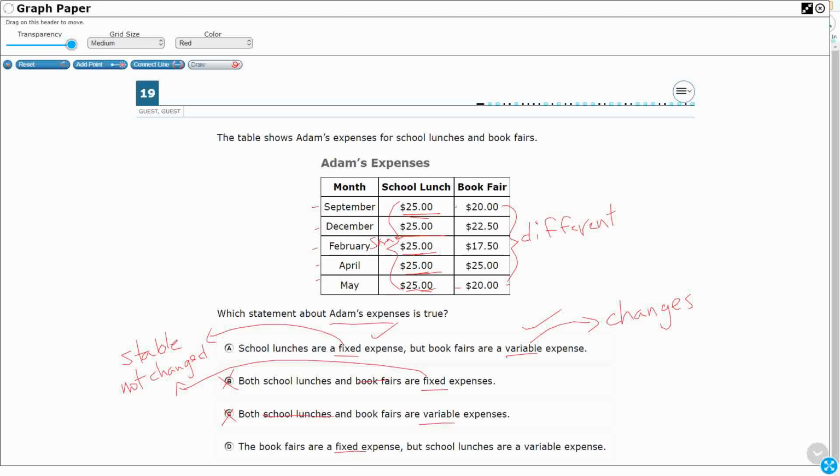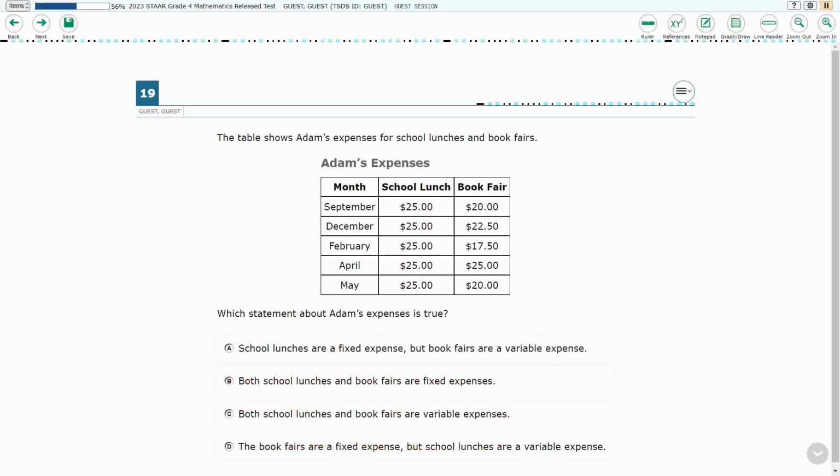So you're not going to be able to answer this question if you don't know what fixed and variable expenses are. But fixed means it doesn't change. And look at the book fairs, they're changing every single month. So that's incorrect. And they want you to think that school lunches are variable. Variable means changing. But if we look at our school lunches, they are the same every single month. So D is actually the opposite of A. And since A was correct in both cases, D is actually incorrect in both cases. So we have our answer here, and it is going to be A. School lunches are a fixed expense, but book fairs are a variable expense.